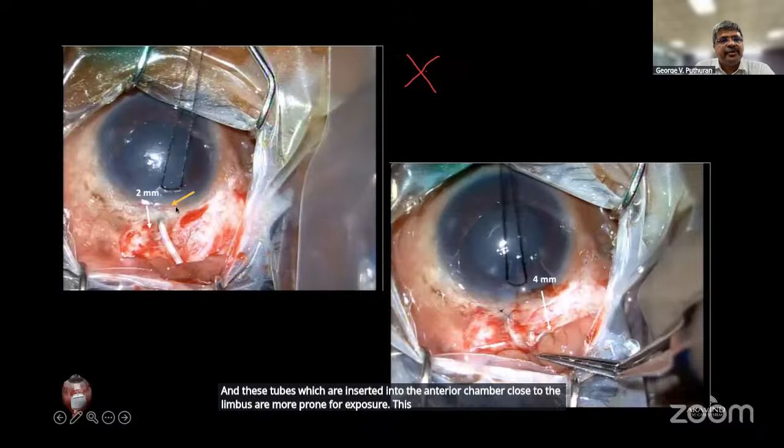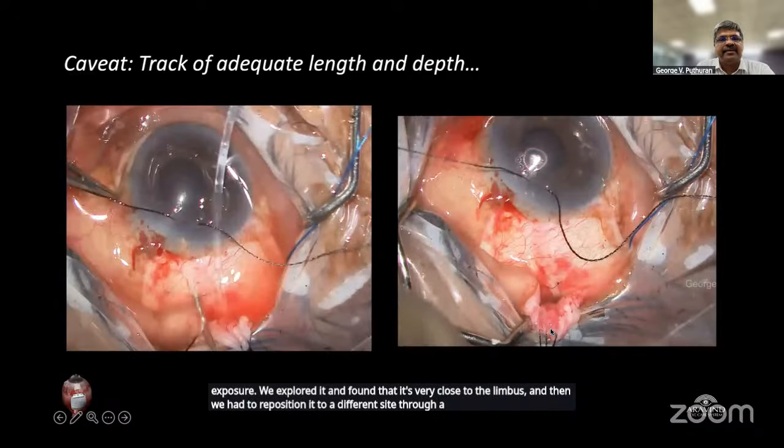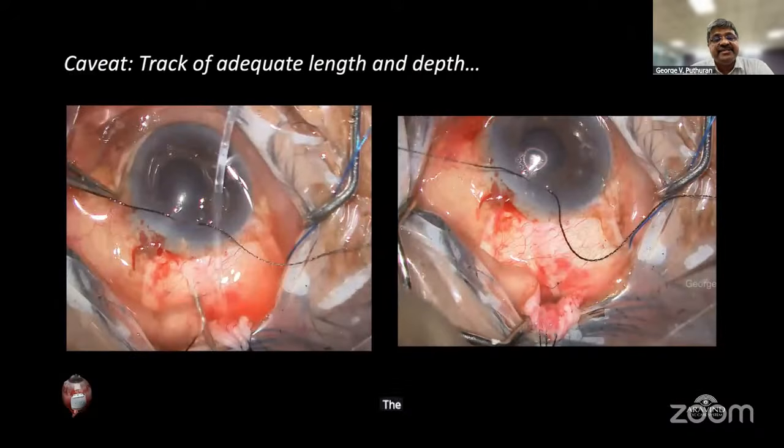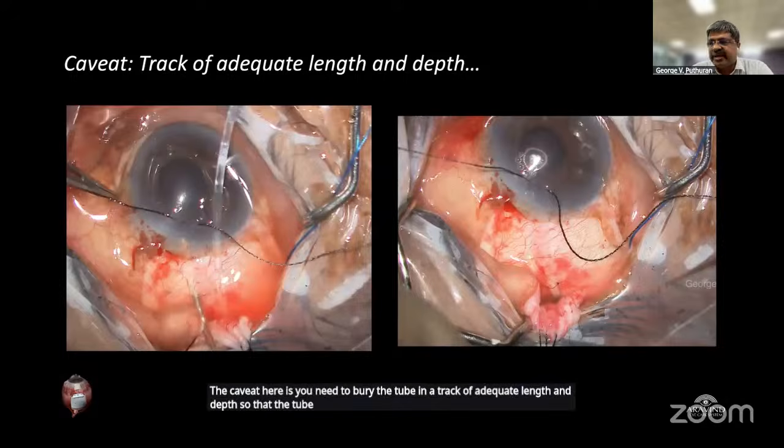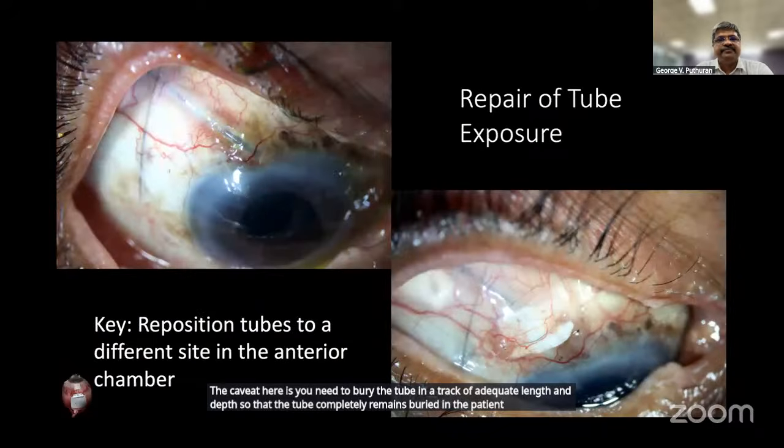This is a tube which had a mild exposure. We explored it and found that it's very close to the limbus, and then we had to reposition it to a different site through a 4 millimeter scleral track. The caveat here is you need to bury the tube in a track of adequate length and depth so that the tube completely remains buried in the patient's own sclera.